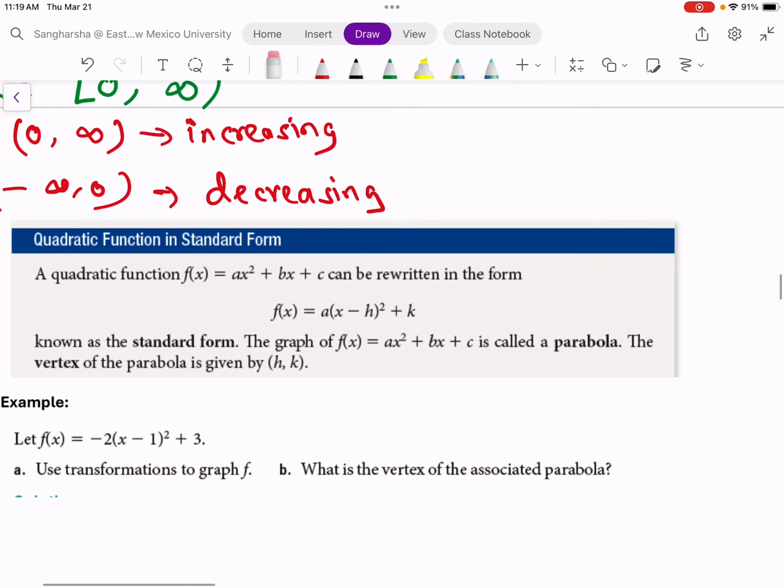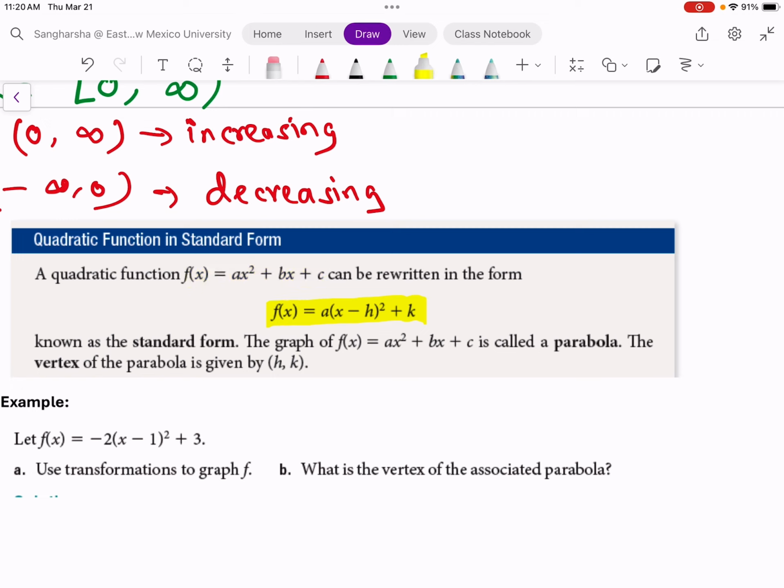Now, here we have our quadratic function f of x equals ax squared plus bx plus c. So this is the quadratic function, and we can rewrite this function. I will show you this in a specific example, but right now we just have this quadratic function ax squared plus bx plus c.